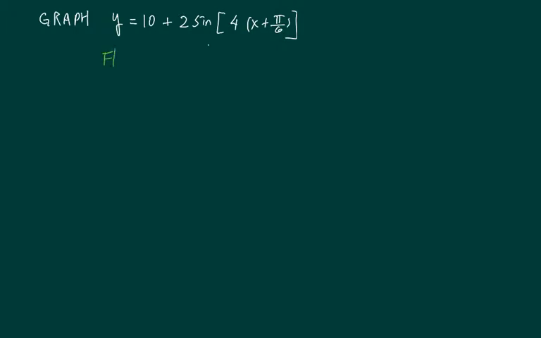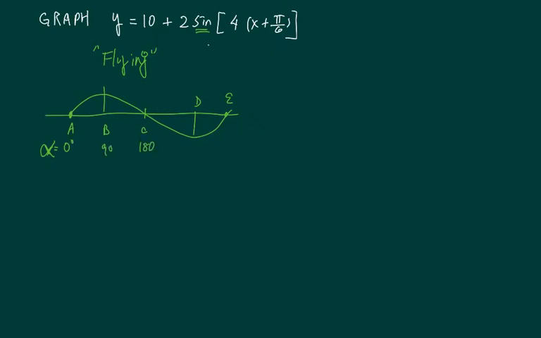This one is what I call the flying method. Basically, the philosophy behind the flying method is to say, look, I have a sine curve. A sine curve needs really 5 points. Let's call them A, B, C, D, and E. And those 5 points happen when the angle inside, not x, is equal to 0, 90, 180, 270, and 360 degrees.